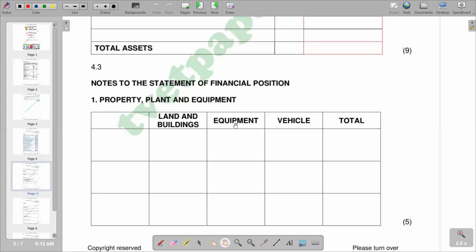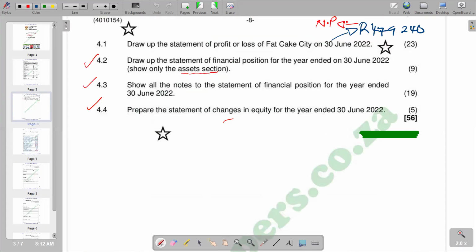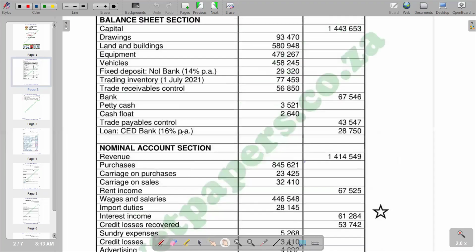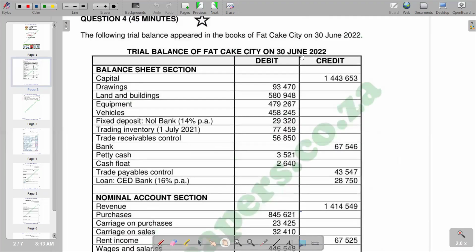We've got a column for land and buildings, for equipment, vehicles, and then the total. We are going to have our description for carrying value at 1 July 2021, which is at the beginning of the period. To find that figure, we have to refer back to the question, where we are given our balances at 30 June 2022, which is at the end.